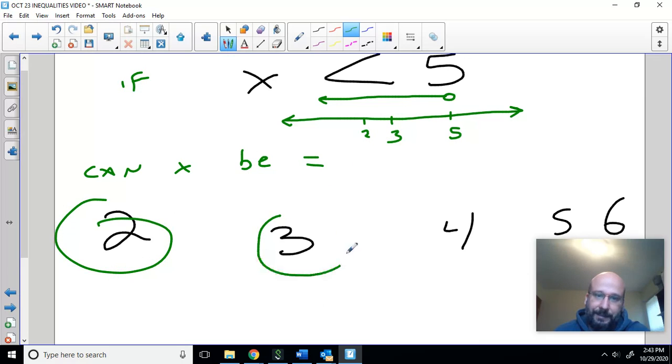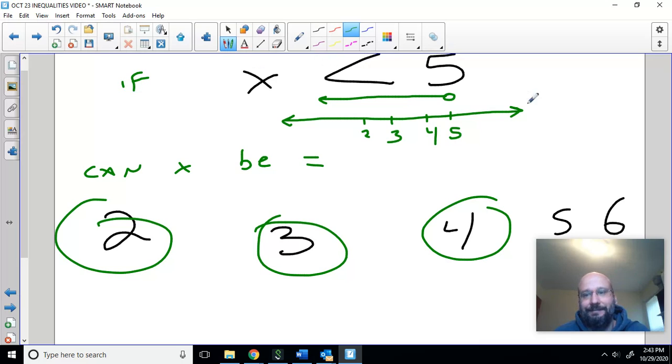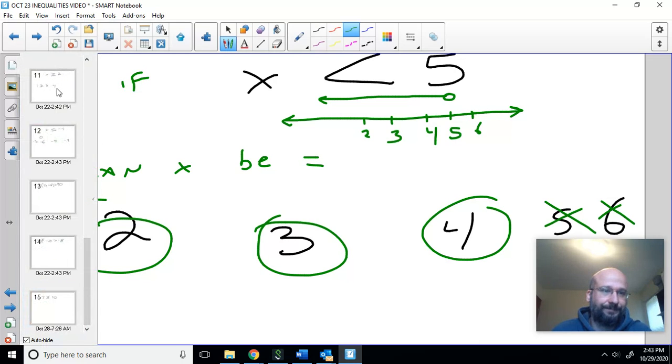3's here, x can be 3. 4's here, x can be 4. But because it's just x is less than 5, x can't be 5 and it can't be 6, right? Open circle, so that means the number can't be included, and 6 would be greater than 5, so that's not included. Here's another example of that.